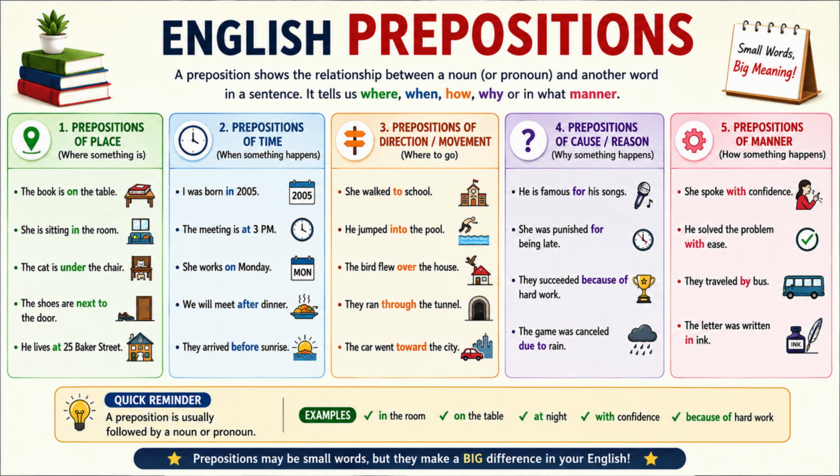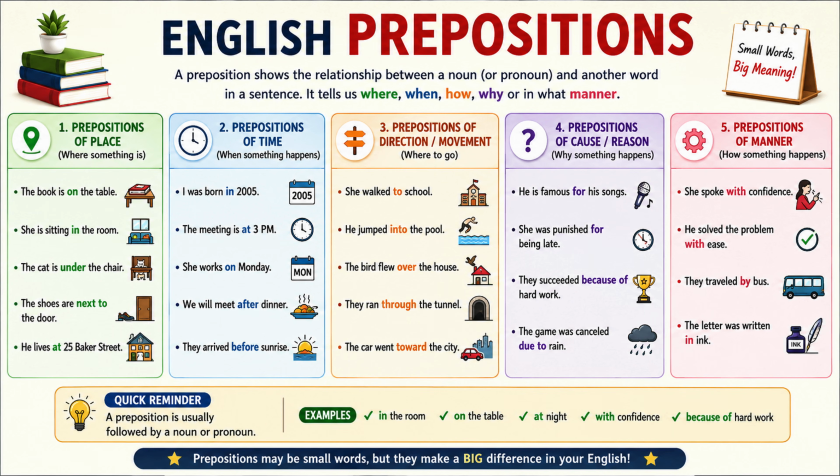Prepositions of manner. Finally, let's see how something happens. She spoke with confidence. He solved the problem with ease. They traveled by bus. The letter was written in ink. These words describe the way something is done.